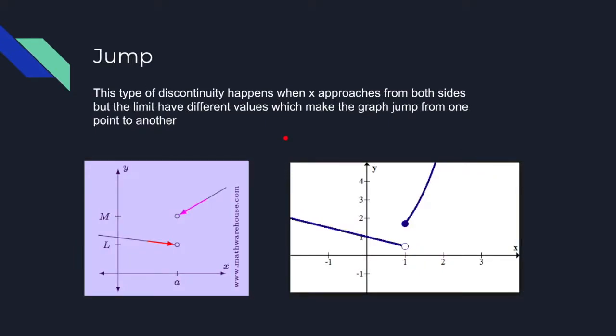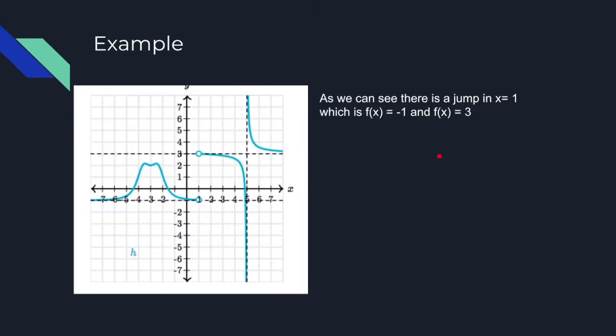Jump. This type of discontinuity happens when x approaches from both sides, but the limits have different values, which makes the graph jump from one point to another. What do I mean by that? Like in this example, we're going straight, then suddenly we need to jump up and then continue. Or like here, we're going down, then stop, and suddenly need to go up. Or in this example also, we're going through this graph, and then suddenly here we need to stop at x = 1 and then jump upwards up to y = 3 and continue.